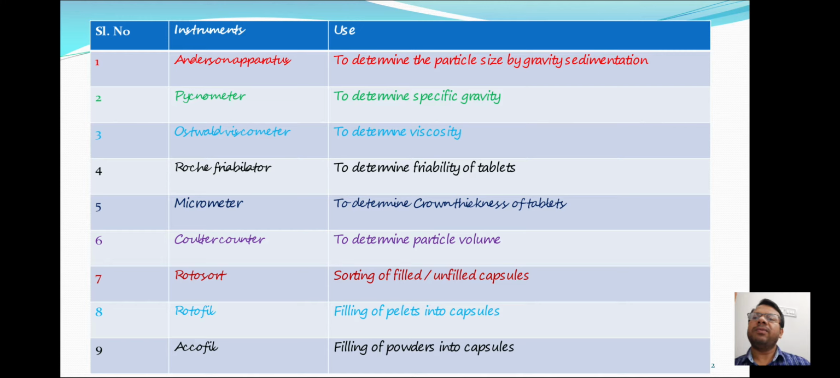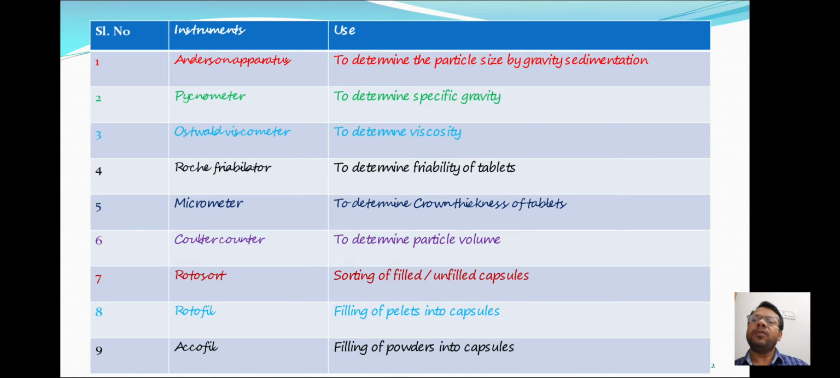Next is Roche friablator. It is used to determine friability of tablets. Micrometer is used to determine crown thickness of tablets. Coulter counter is used to determine particle volume. Rotosort is used for sorting out of filled and unfilled capsule.